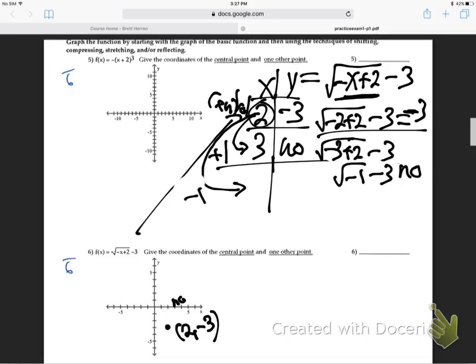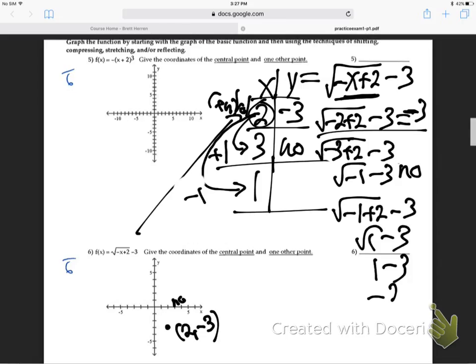So my original value of 2, I tried adding 1, got 3, that didn't work. Said subtract 1, now plug in 1. So what are you going to get? Root of negative 1 plus 2 minus 3. What's that? Root of 1 minus 3, 1 minus 3, negative 2. So over 1 down 2. There it is. There's the dot. Over 1 down 2. Everybody seeing that? Got our 2 dots? All right, are we ready? So now we're ready to graph.